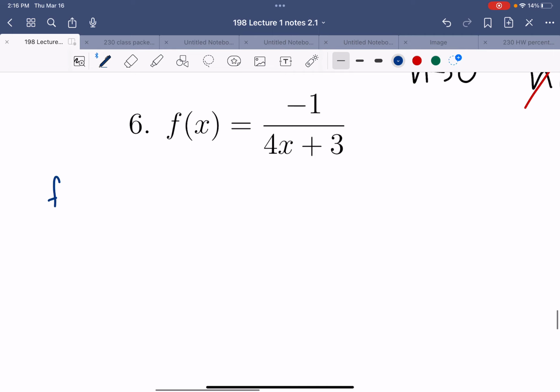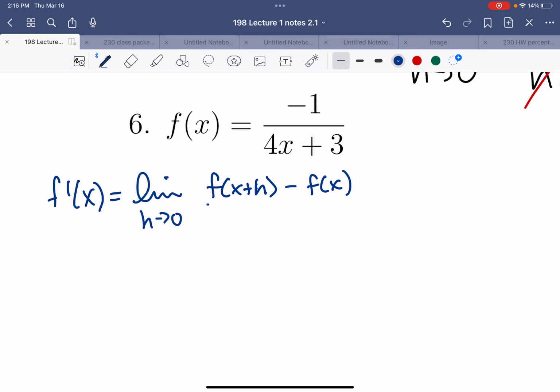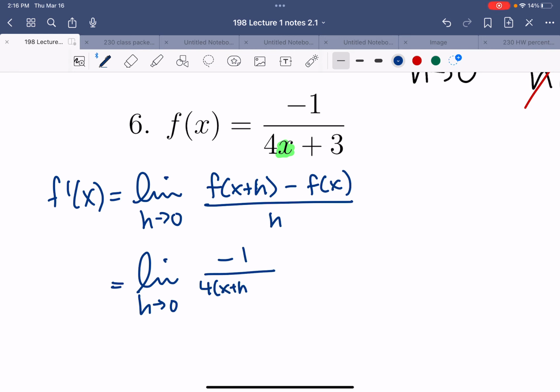So we're starting from the derivative is the limit as h goes to 0 of f of x plus h minus f of x all over h. So we're going to substitute. So remember that for x plus h, I'm taking wherever the x is, and I'm going to replace that with x plus h. So it's negative 1 all over 4 times x plus h plus 3. Minus the function as is, so negative 1 over 4x plus 3. All over h.